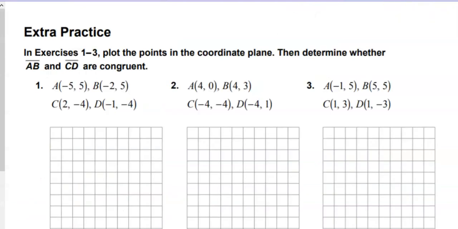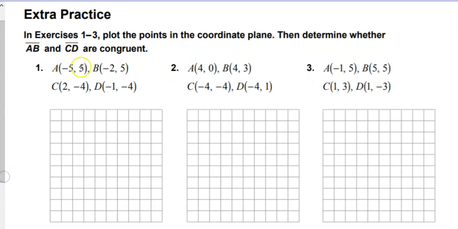We can also talk about them in a coordinate plane. Okay. So we're going to take a look at these. It says we want to determine whether segment AB and segment CD are congruent. So I'm first going to graph AB. So I have -5, 5, and -2, 5. Okay, so I'm going to make an XY coordinate plane. So I'm going to just kind of go right in the middle here with both my X's and my Y's. So this is my X, this is my Y.